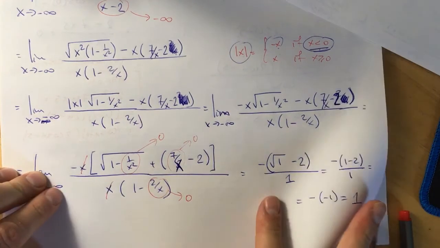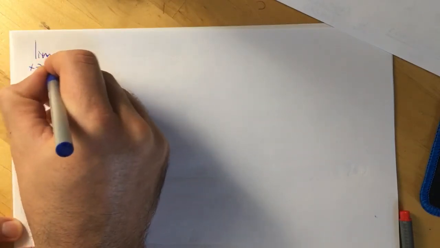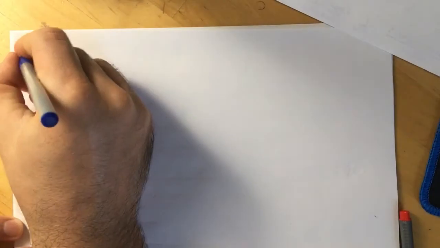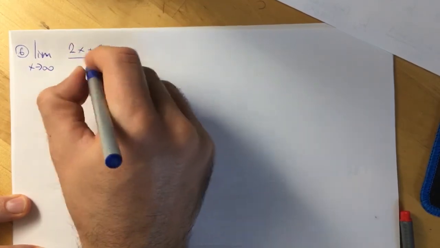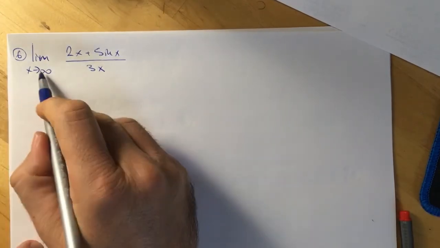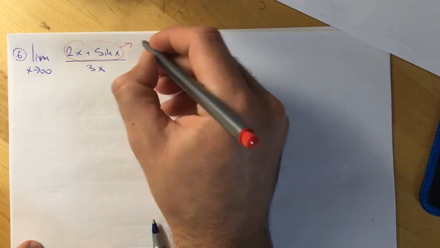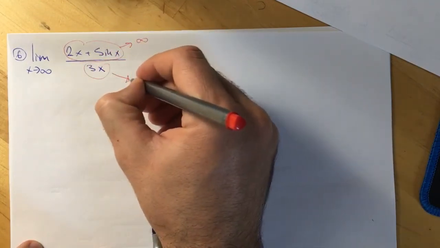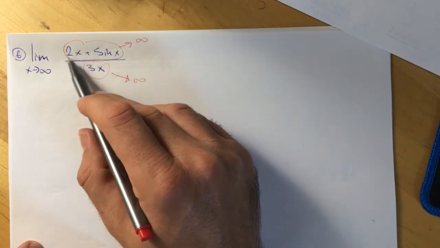And the last question. Limit as x goes to infinity of 2x plus sine of x over 3x. Okay? As x goes to infinity, the numerator goes to infinity and the denominator goes to infinity. For the denominator, that's obvious. The numerator, it's 2 times something that goes to infinity, that's going to be infinitely big.